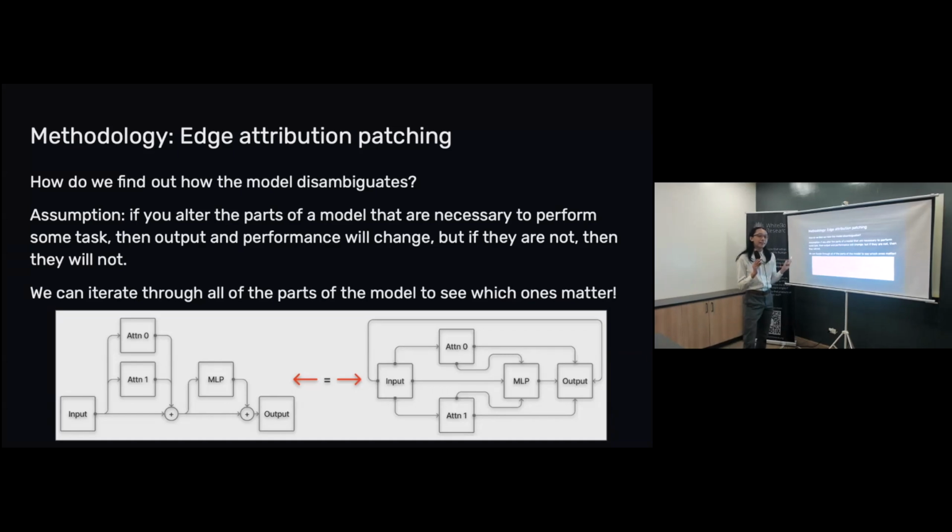So the thing is, how do we find out how the model disambiguates? How do you find out where in the model it disambiguates? There's an assumption that we can make: if I alter some parts of the model that are necessary to perform the task, then the output and the performance will change. But if they're not necessary, then I can do whatever I want with it and nothing will happen to the output, right? For example, if I lose my arm, that will impact me running a lot less than losing a leg. So we can conclude that the legs are more important to running than the arms.